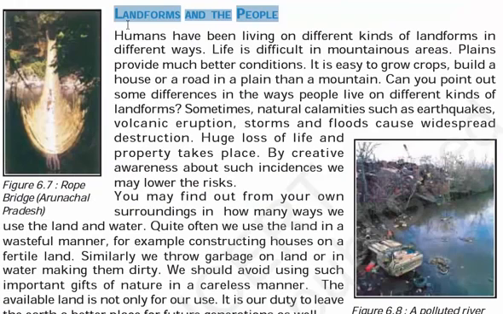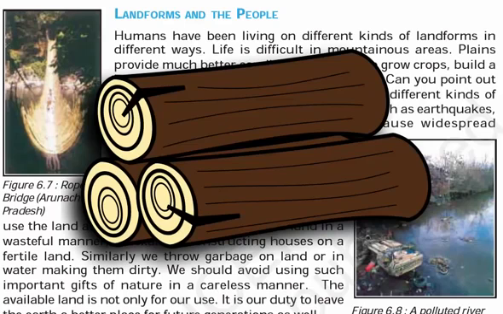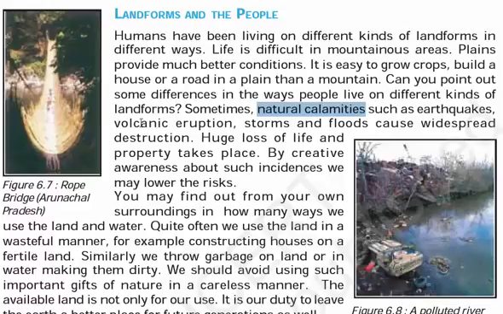Now page 6 talks about landforms and people. Humans live on different kinds of landforms in different ways. Life is difficult in mountainous areas. A lot of natural calamities such as earthquakes, volcanic eruptions, storms and floods cause widespread destruction. That's why you must have heard, right? When you stay in a hilly area, the houses are built with wood and not with concrete, because that place is at risk of earthquakes or any kind of natural calamity, and it would be very difficult. You can see the fine example of Uttarakhand.